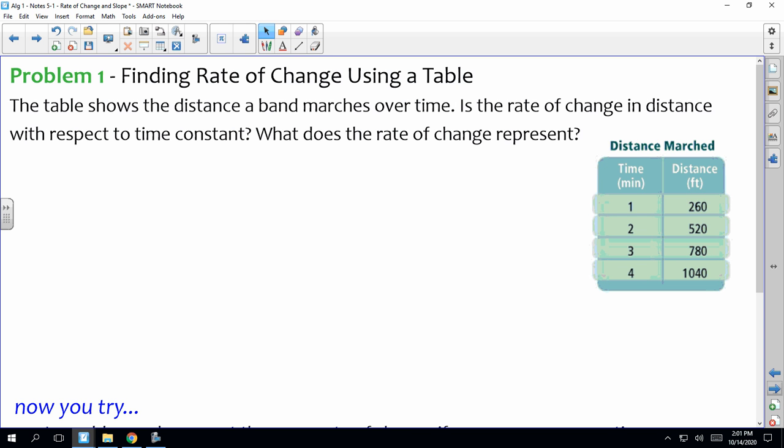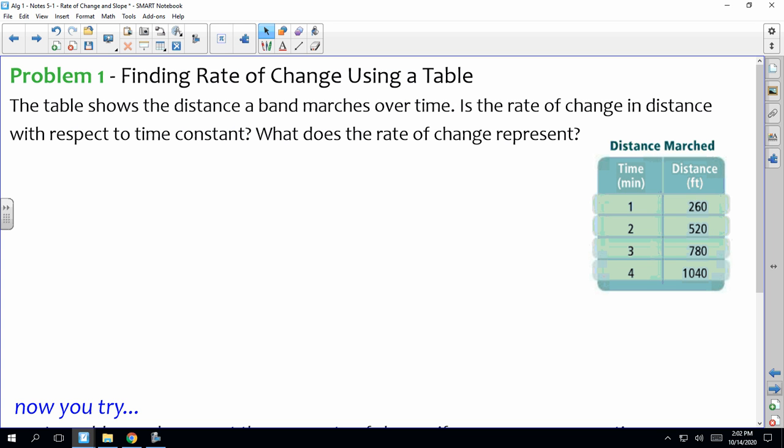All right, the first one, finding rate of change using a table. We did this back in chapter 4. It says the table shows the distance a band marches over time. Is the rate of change in distance with respect to time constant? Well, let's look at the table here for distance. We go from 260 to 520. So how much do we go up? We subtract 520 minus 260. What do we get here?